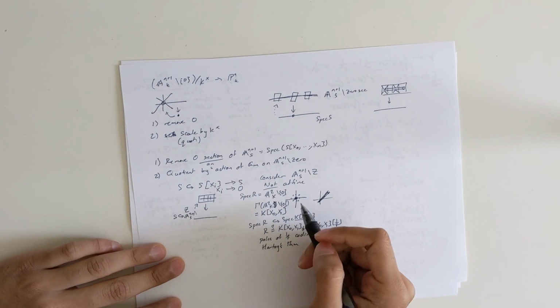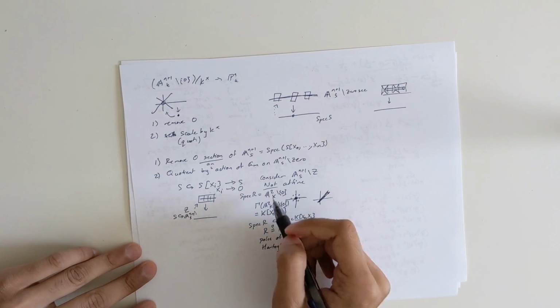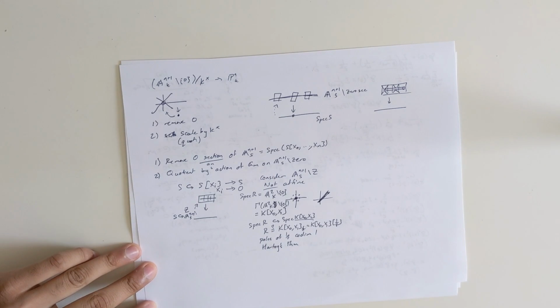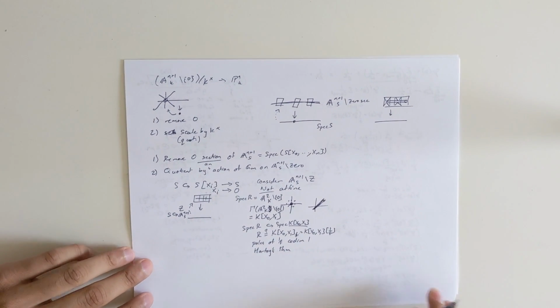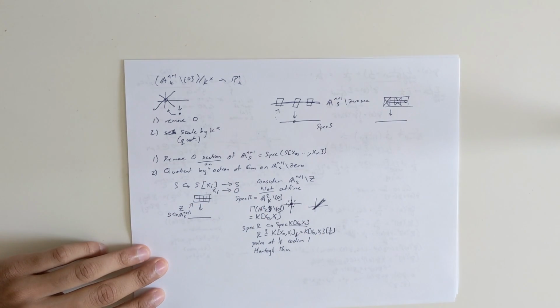And so the problem is that if we're looking at high-dimensional affine spaces and we remove the zero set, then generally this is not affine. Okay, so we'll see the consequences of this in a bit. But first, let's talk about the action of Gm on this guy.